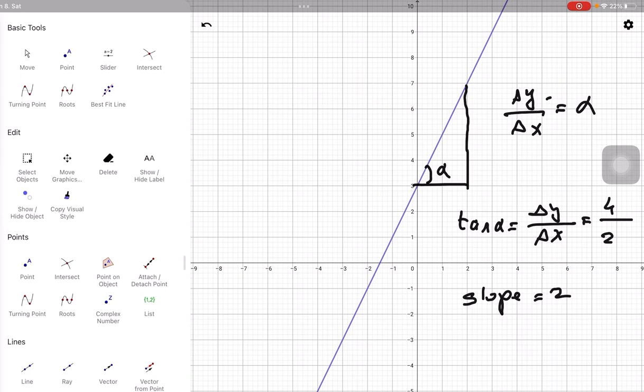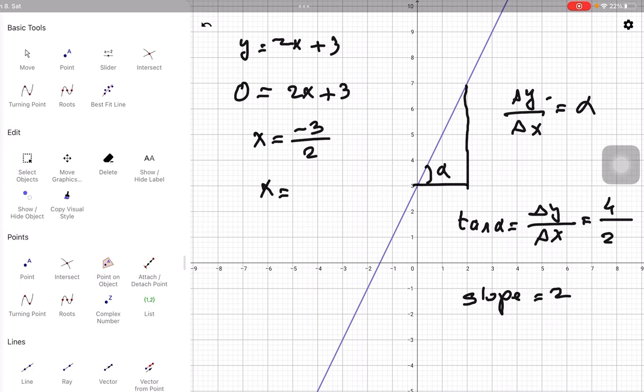As you see in this graph, we can find the slope very easily. How can we find, for example, the x-intercept from the graph? We can say the graph is y equals 2x plus 3. If we put 0 for y, 2x plus 3, in this situation we can find x equals minus 1.5. Okay, and this point will be the x-intercept.